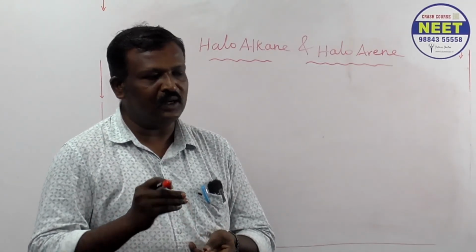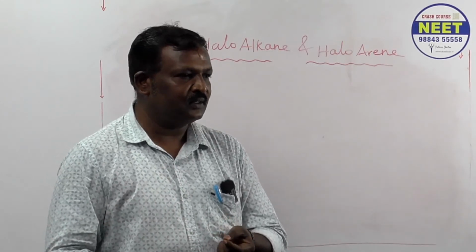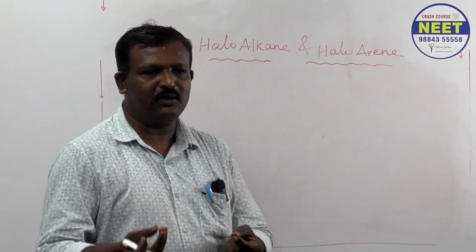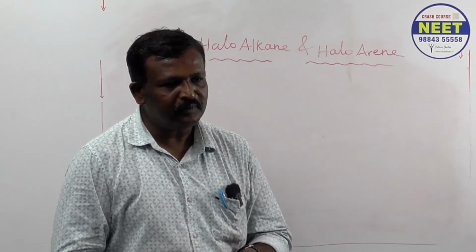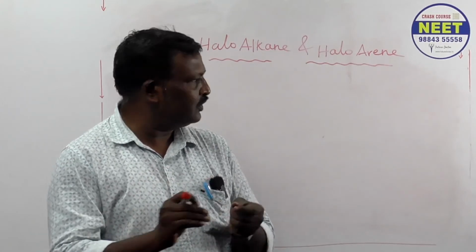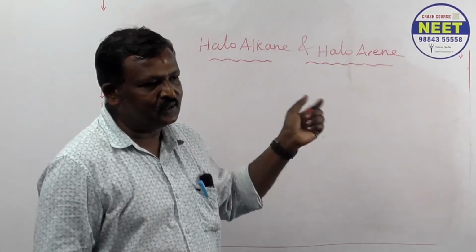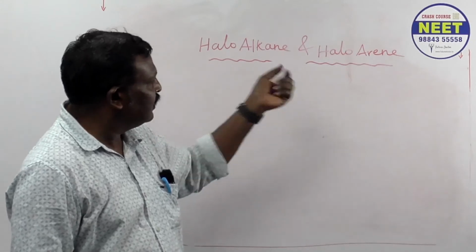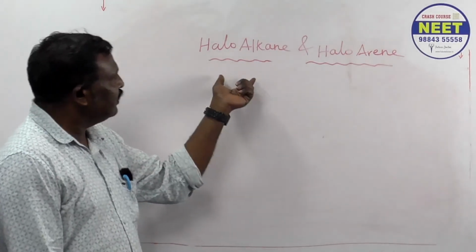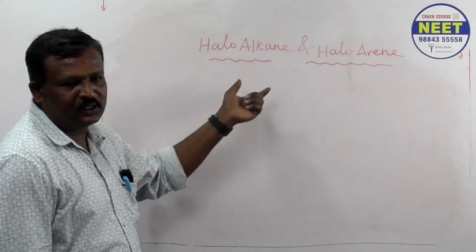ethene, alkene compounds, alkyne compounds, and some aromatic compounds. Basically, aromatic compounds means, the first aromatic compound is what? Benzene. So if you know the basic things, you can easily answer this. If any questions are asked in this lesson, you will be able to answer. So haloalkane, haloarene. We studied the amine chapter, no, just like that.